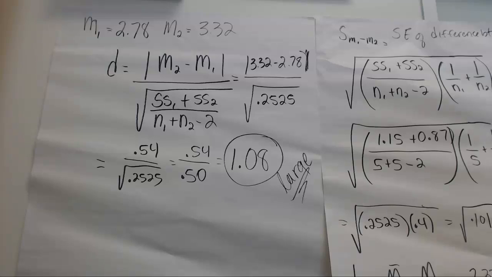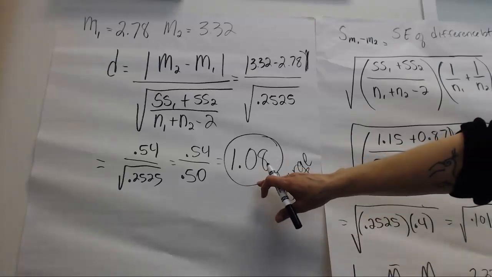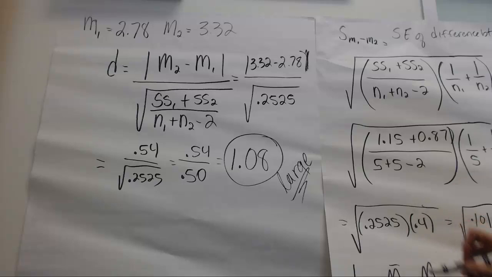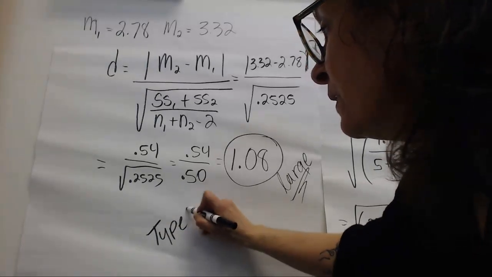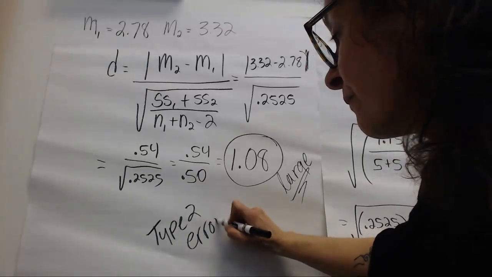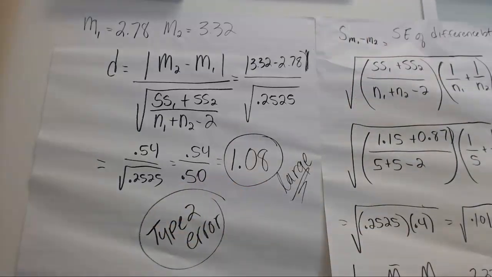Now, we talked a lot about type 1 and type 2 errors when we talked about hypothesis testing, and if you recall, type 1 error is a false positive where you reject the null inappropriately, and a type 2 error is when you accept the null inappropriately. Well, the fact that we have a large effect and yet we still did not find statistical significance suggests the possibility that we have made a type 2 error. Now, do we know that for sure? No.